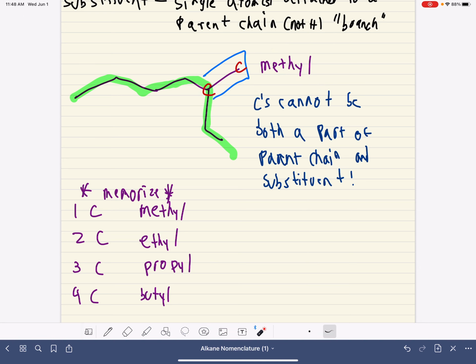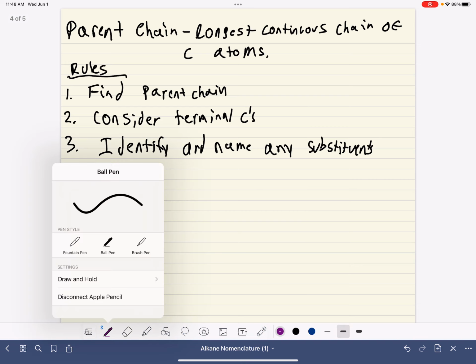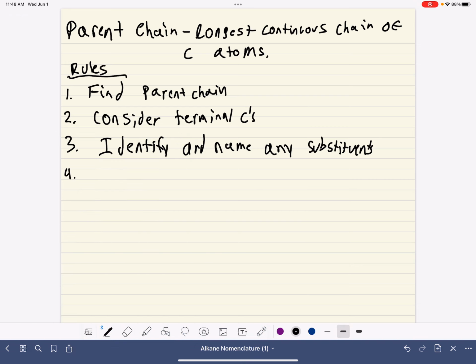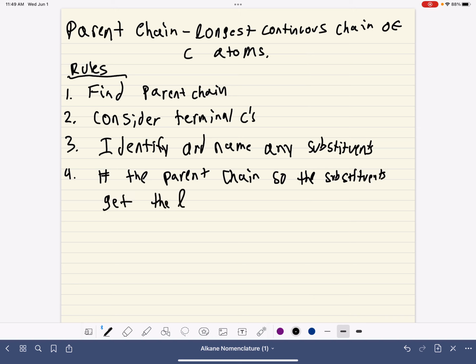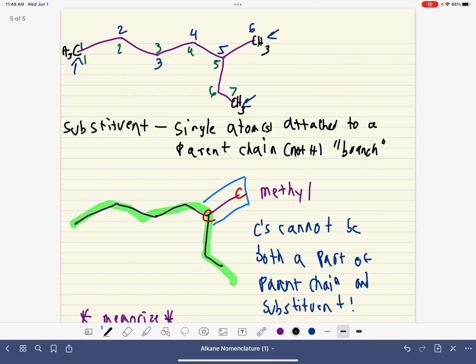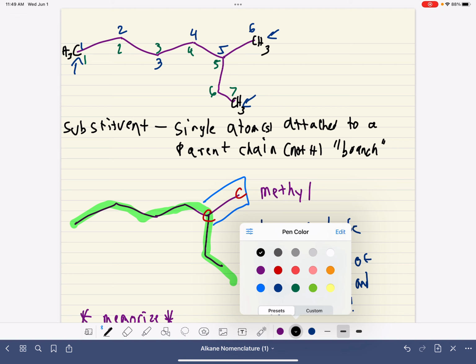Now, how would we name this molecule? We kind of have all the puzzle pieces. Well, the last rule that I'm going to add here for now is to number the parent chain. So the substituents get the lowest number. So what do I mean by that? Well, I could number this parent chain as follows.